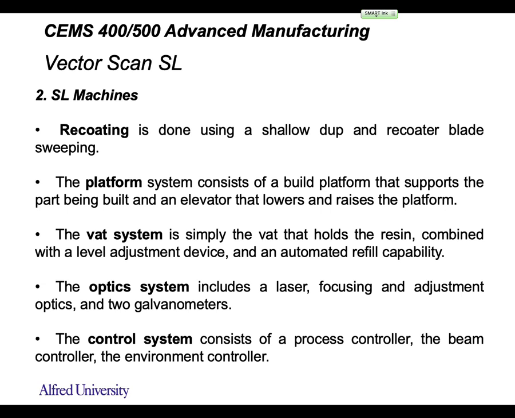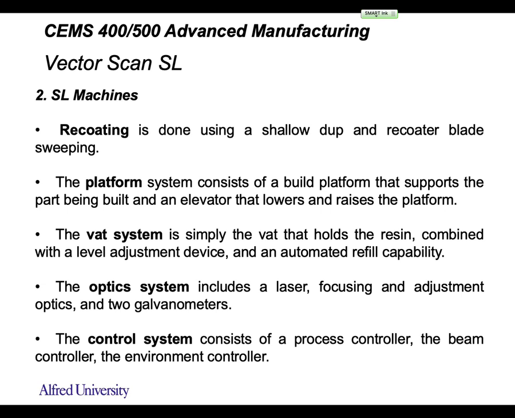So for most of the machine, you have different subsystems: a recoating platform system to move it, a batch system, an optical system, and a control system. This photopolymerization system is mostly controlled by the batch system and the optic system. Of course, you have to adjust your control system to make sure your photopolymerization process is complete, right?